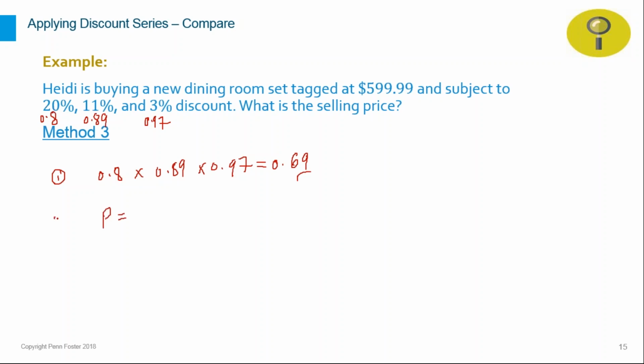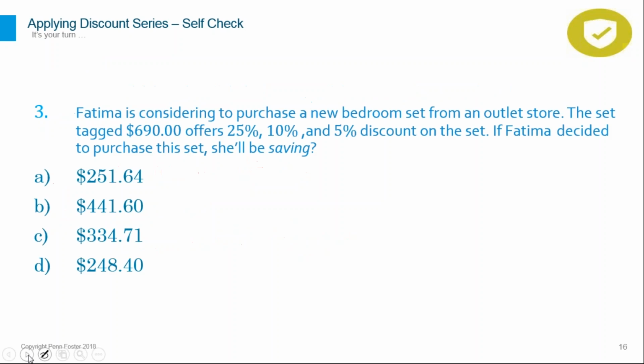Step 2, P equals B times R. B is 599.99 times R, which is 0.69. If you multiply right away, you will get the selling price, $413.99. And that's it. Let's go to a self-check.